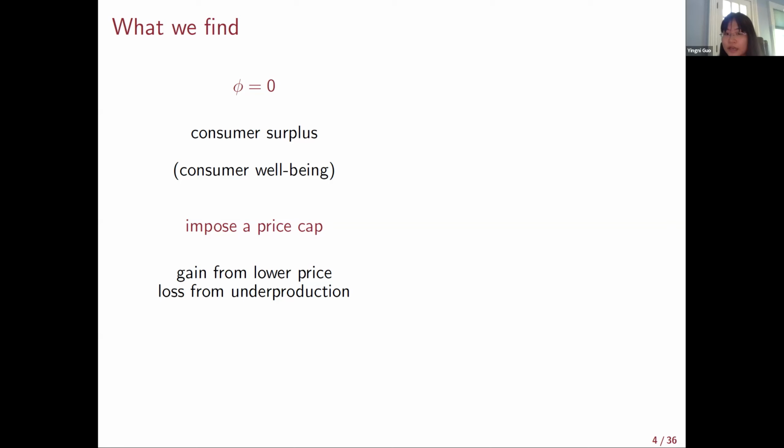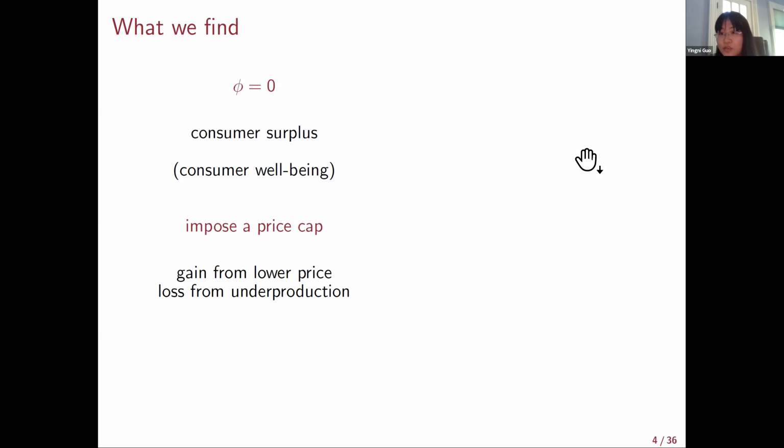On the other hand, a price cap might discourage a firm which should have produced from producing, right? Because it constrains the firm's revenue. So in that case, the consumers will lose due to the firm's underproduction. The optimal price cap would balance the gain from a lower price for the consumers and the loss from underproduction. So that's the one extreme.